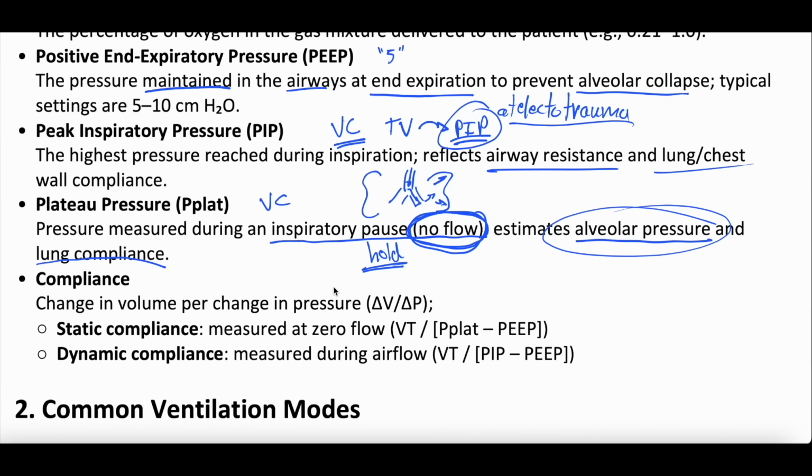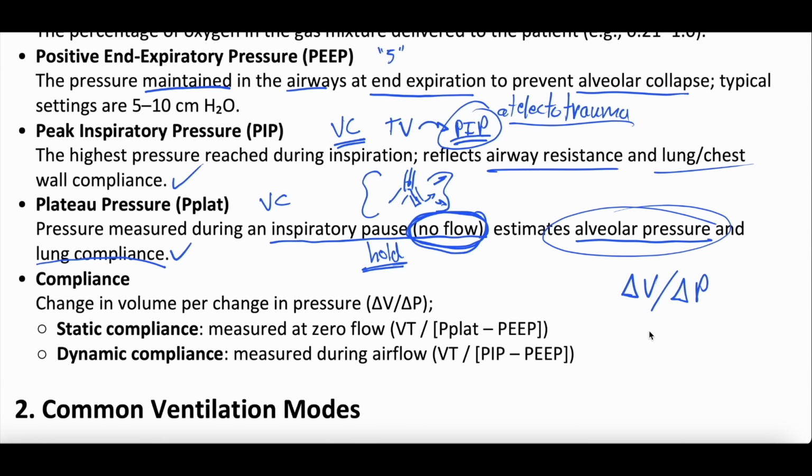All right, compliance. This is going to be the last piece of terminology in the introductory section here. And compliance, we've used it a lot. We keep saying lung compliance, lung and chest wall compliance. Well, what is compliance? Compliance is the change in volume per change in pressure. All right, the delta V over the delta P. So change in volume over change in pressure. And that makes sense, right?